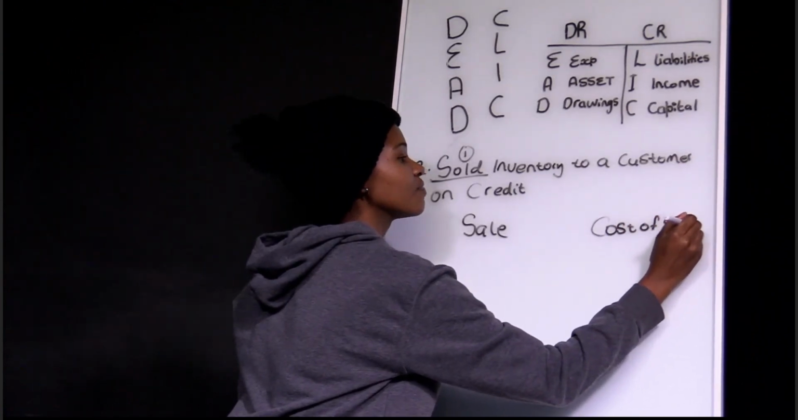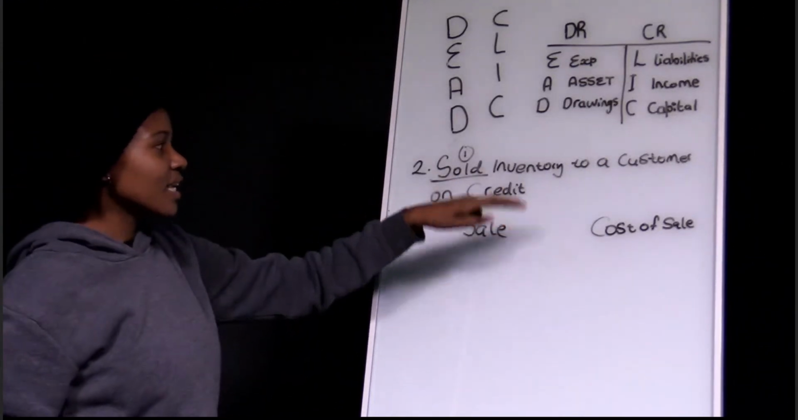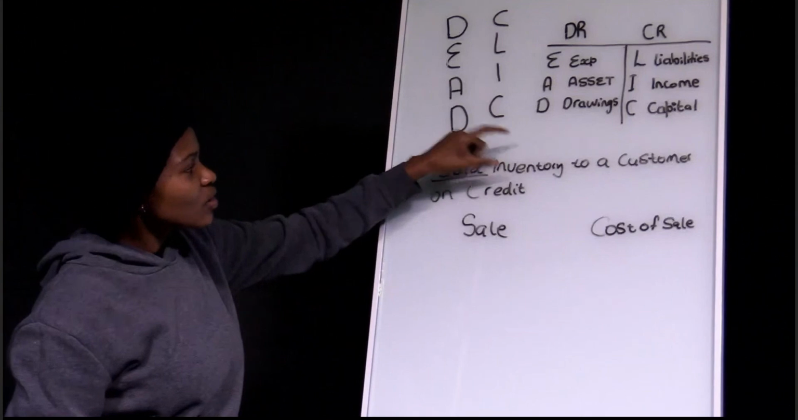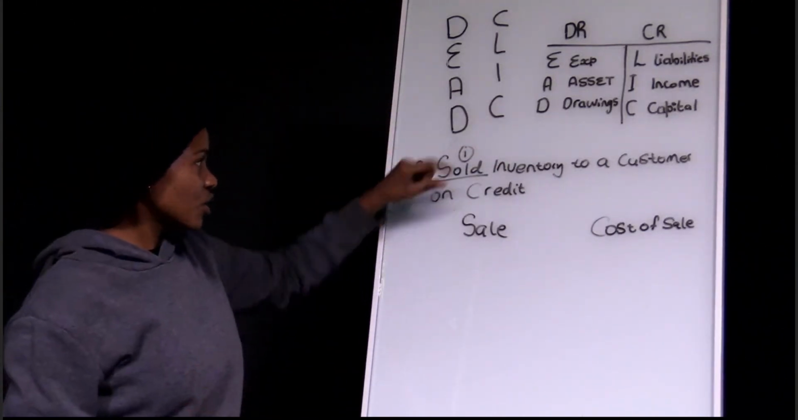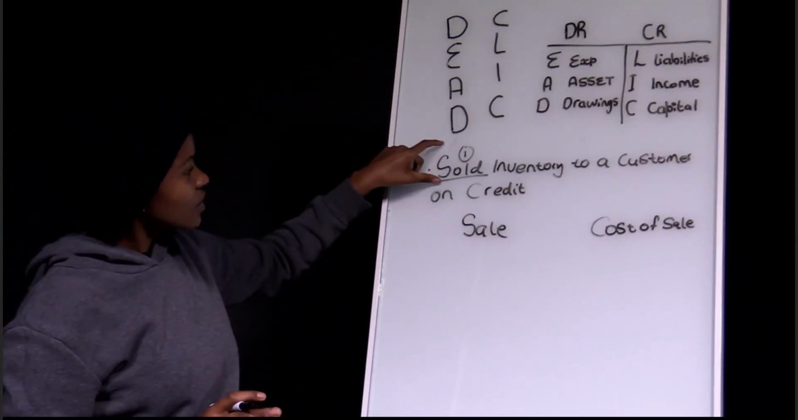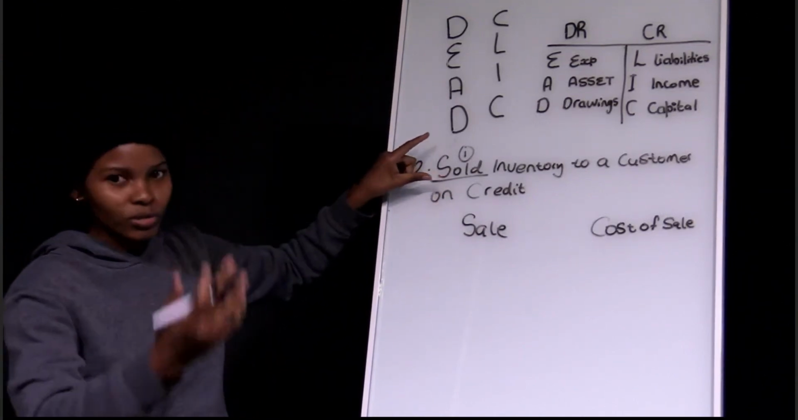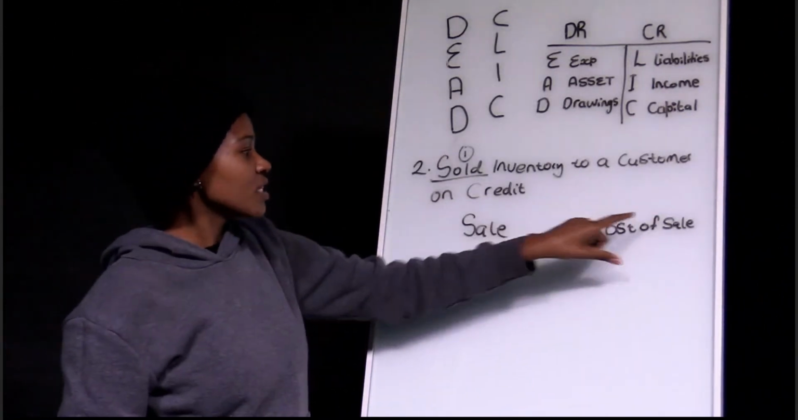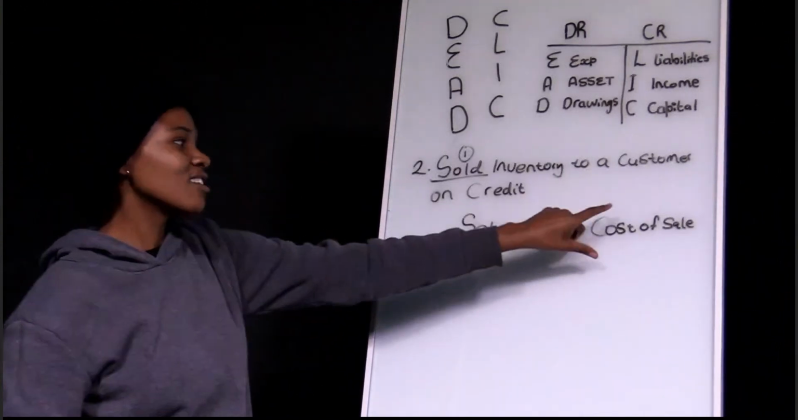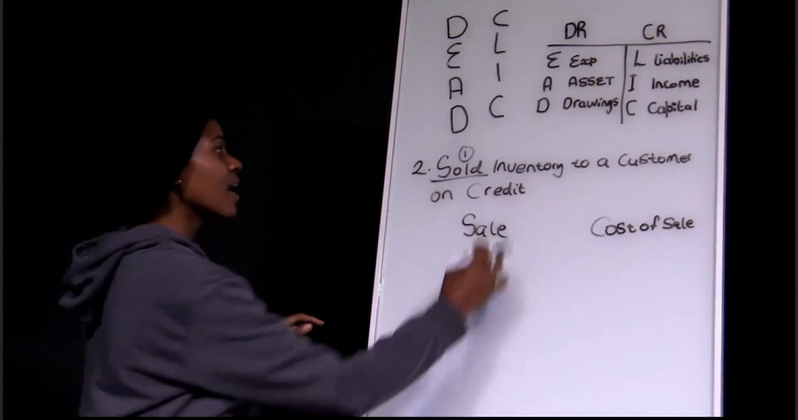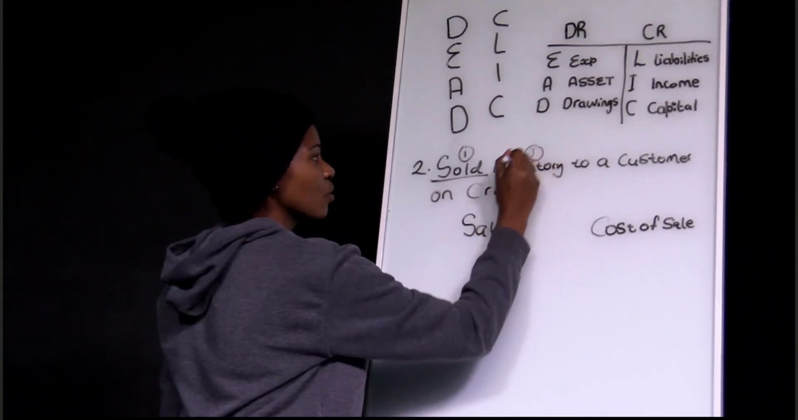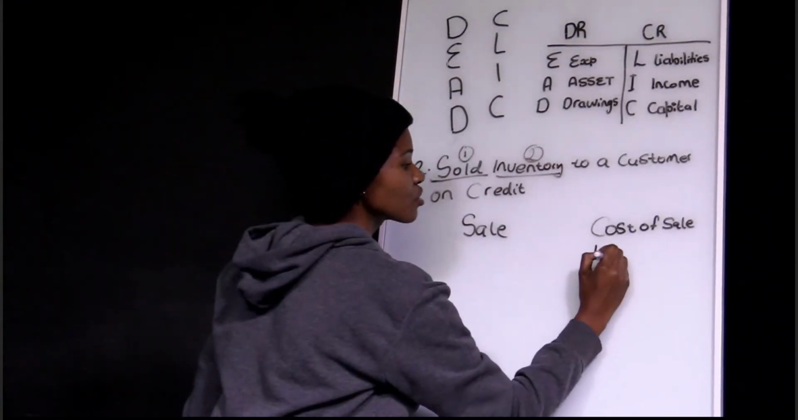Cost of sale. And then you sold what? Inventory. So you're selling your stock to a customer. Now we're just trying to identify the accounts. The first account we have is your sale, because you sold, and then cost of sale, obviously, because when you have a sale, you must have the cost of that sale. You recognize your cost of sale with your sales. And then you sold inventory, so obviously another account which will be affected is your inventory. Let me just write here.